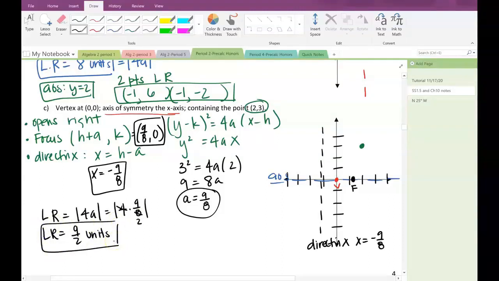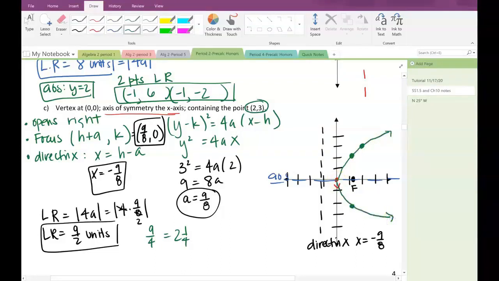That means I'm going to go up from the focus half of 9/2. So that's 2.25. Okay, so 2.25 is what I'm going to go up by. So let's go up 2.25 from the focus and go down 2.25 from the focus and connect dots.